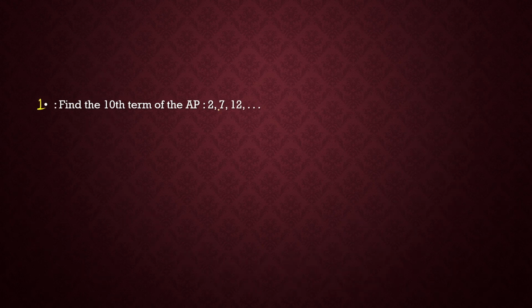Find the 10th term of the AP. Very easy question. First find the value of A. What is the value of A? 2. Always write it given. Now find the value of common difference. Common difference is nothing but A2 minus A1, or it is also equal to A3 minus A2. You can solve it whichever you find easier. I'll be doing A2 minus A1, that is 7 minus 2, that's equal to 5. So you got the value of D also.